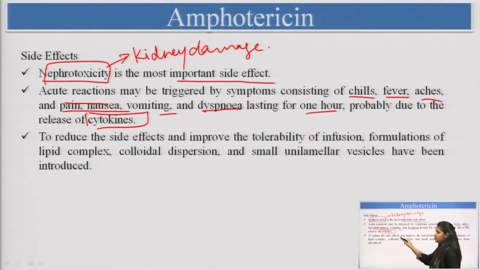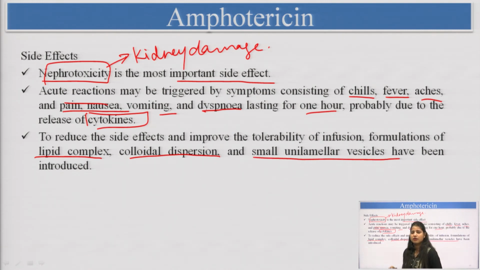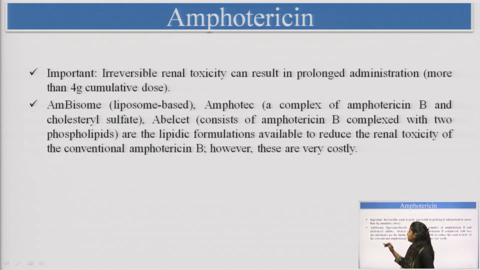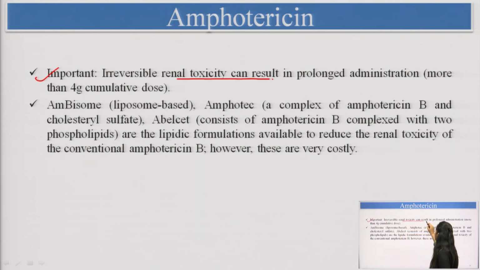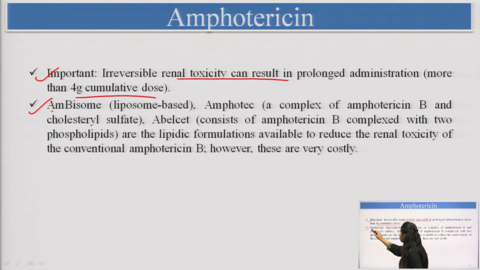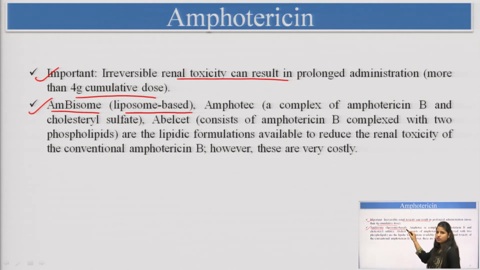How will we reduce these side effects? Of course, by reducing the dose. How will we reduce the dose? We can form some lipid complex or colloidal dispersion. We can also form some small unilamellar vesicles which are given at the targeted site. What is important here? Irreversible renal toxicity can result if the cumulative dose is nearly 4 gram. Now, there are formulations like Ambisome, which is liposome based. So, it is one of the targeted delivery systems, meaning we have prepared this for targeted delivery.